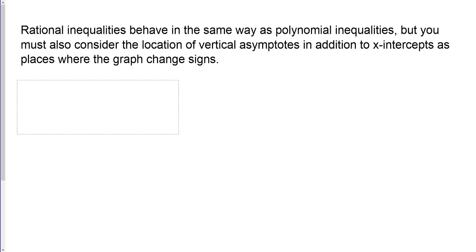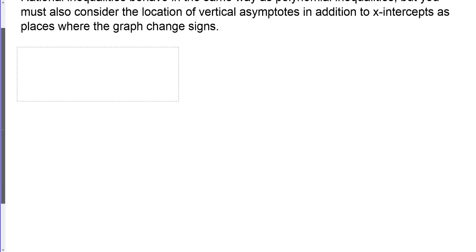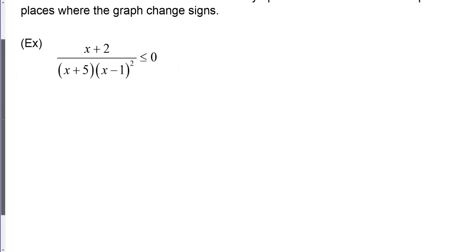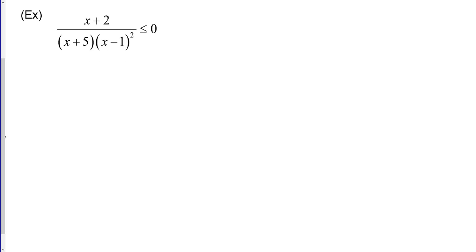Rational inequalities behave in the same way as polynomial inequalities, but you must also consider the location of vertical asymptotes in addition to x-intercepts as places where the graph changes signs. And you also must make sure you know that you cannot include a vertical asymptote as part of your solution. Let's look at an example. x plus 2 divided by the quantities x plus 5 times x minus 1 squared is less than or equal to 0.